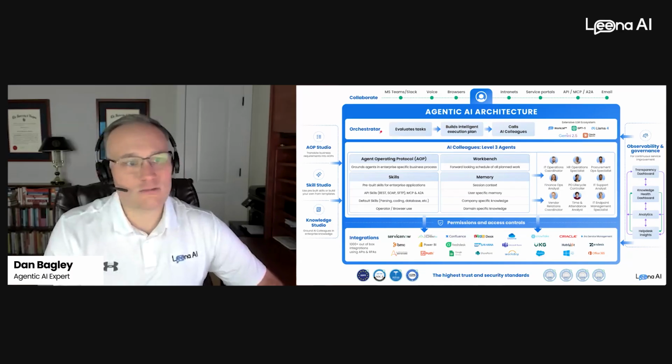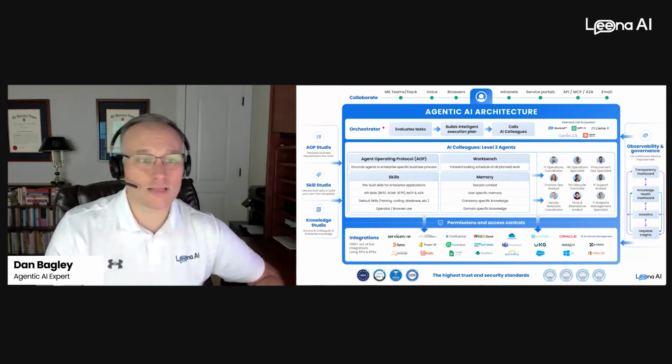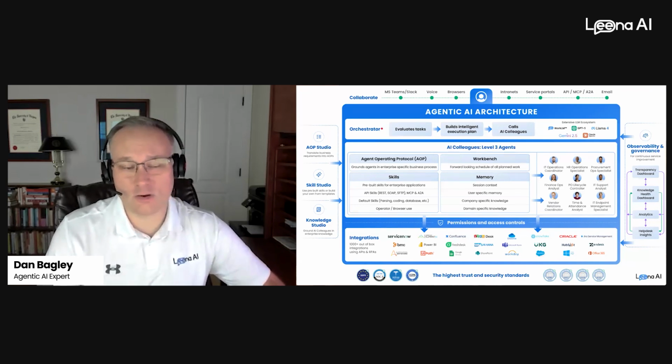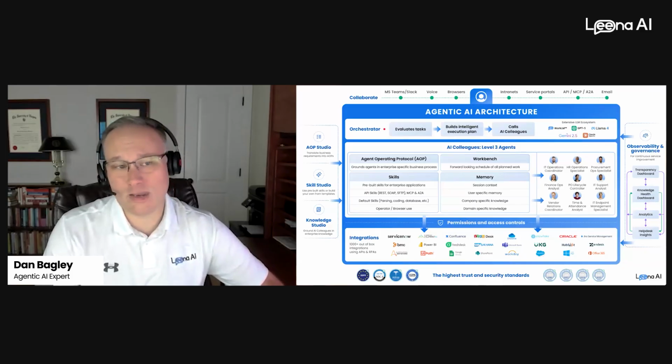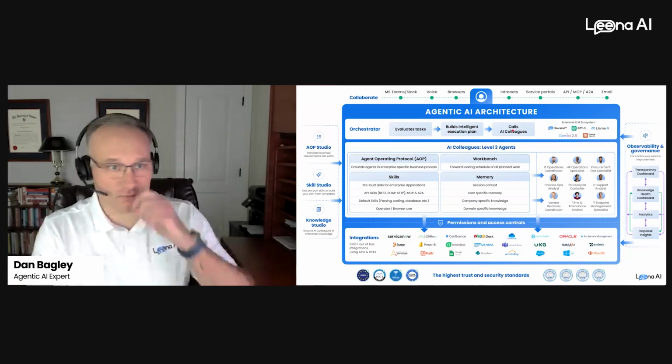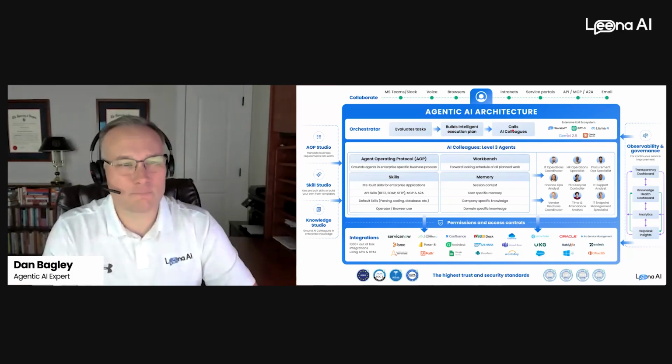The core orchestrator still needs to build an intelligent execution plan. This is something that we've had in place for some time and powers what I would call our level 2 agents, as I'll talk about, but is critical for level 3 agents as well in terms of building an intelligent execution plan, breaking down a task, building that execution plan by calling level 0 through 3 agents.